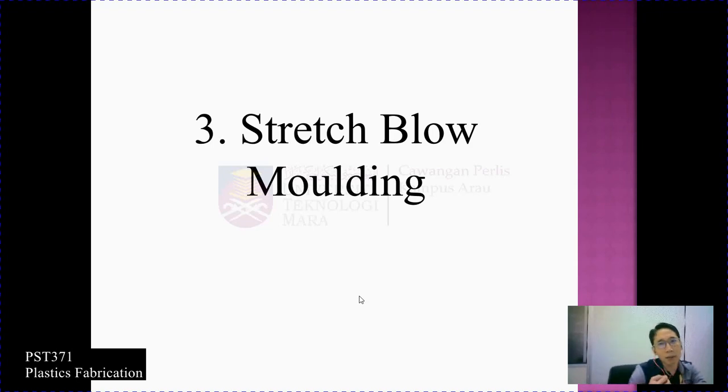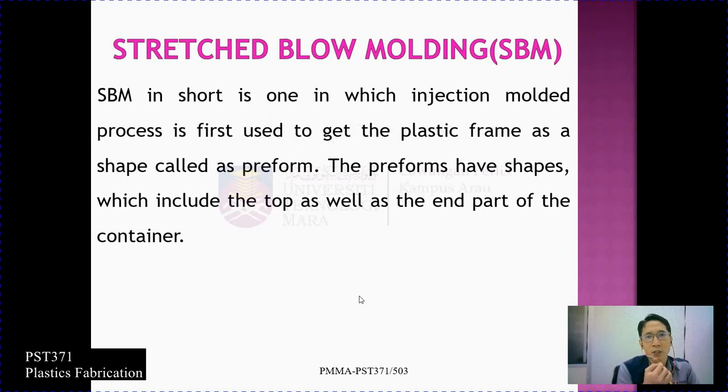Finally, we go to the third blowing process, which is stretch blow molding. Stretch blow molding, in short, is one in which the injection molding process is first used to get the plastic frame, a shape called a preform. The preform has shapes which include the top as well as the end parts of the container. So stretch blow molding is an imitation of the injection molding process itself. For injection blow molding and stretch blow molding, they use a preform. For extrusion blow molding, they use a parison.